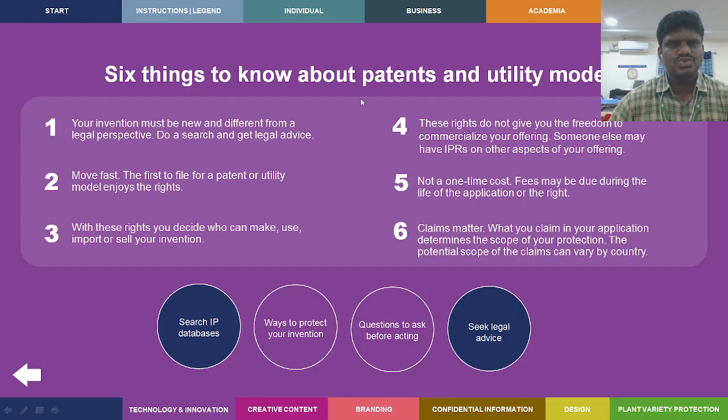Six things to know about patents and utility models. Very, very important. One, your invention must be new and different from a legal perspective. So before going to IPR, we have to do some research. Move fast. Why am I telling you to move fast? If you go lazily, or take more time in the meantime, somebody will file the same type of product or idea. If they patent it, your product or your idea will be invalid, right? So we should be very fast.